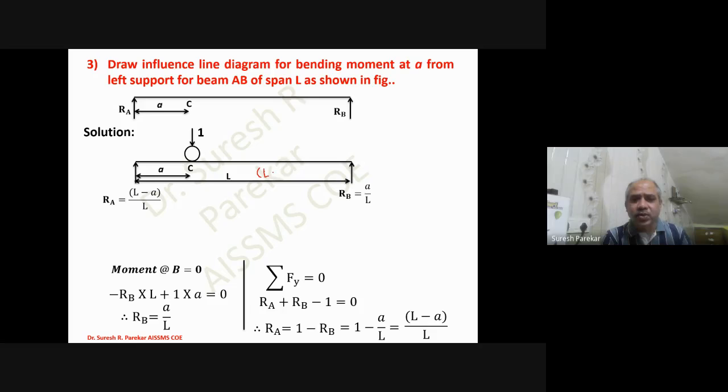The values you get at C are the same, and this value is the ordinate of the ILD for bending moment at C, and that value is A into L minus A upon L. So this is my ordinate for the influence line diagram for bending moment at C. So these are the influence line diagrams for simply supported beams.